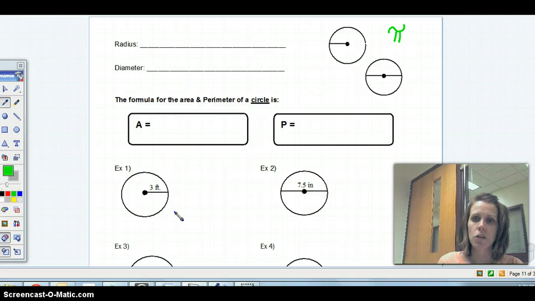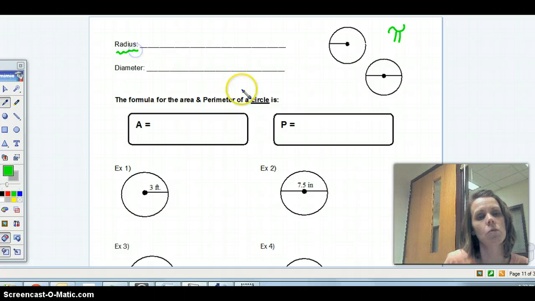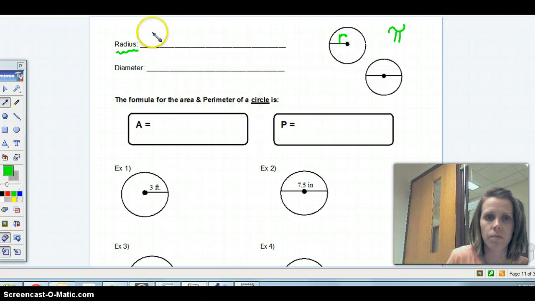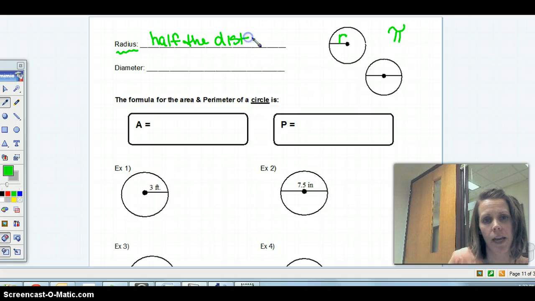So we need to know about pi, and then we also need to know what the word radius means. The radius of a circle, you're going to see it shown as this. It's halfway through a circle. So the distance halfway through is known as the radius, half the distance of a circle. And then the whole way through a circle, the whole distance, is called the diameter.